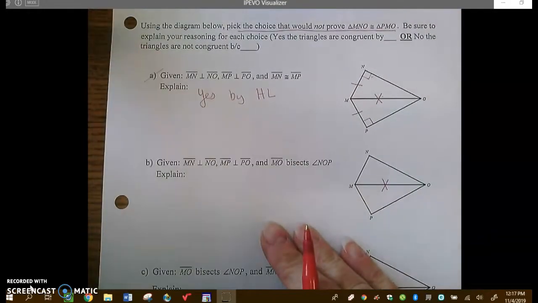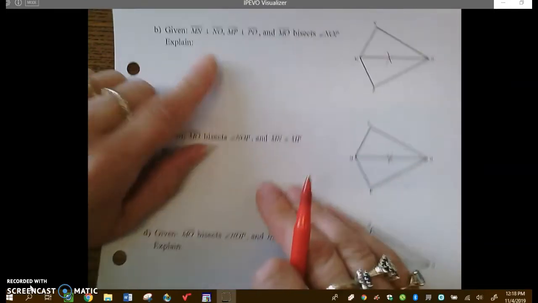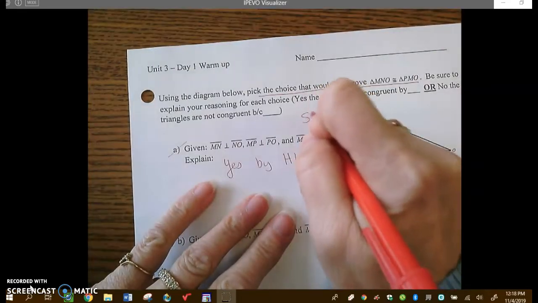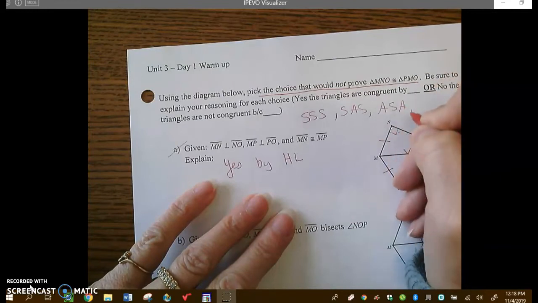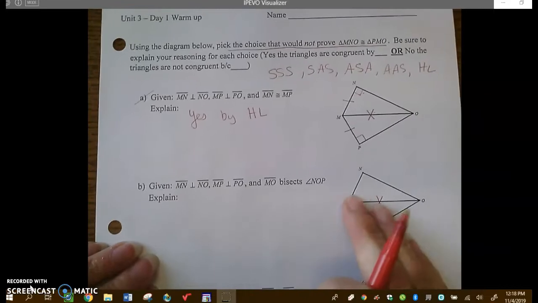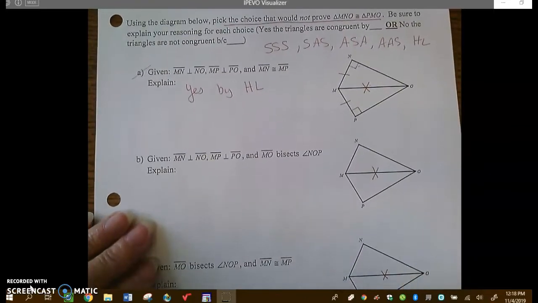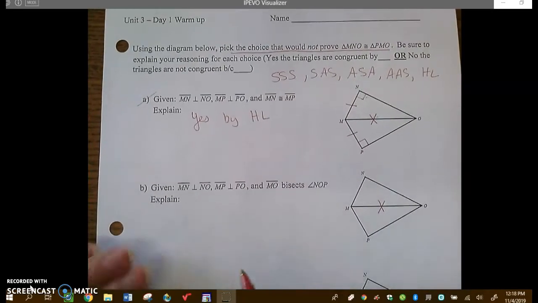So pause the video, and I want you to do B, C, and D. Put all the markings in, and if it reads like one of the 5 ways to prove triangles are congruent, these are the 5 ways, then the answer is yes, and you write that way. And if it's not working, if the markings are not one of these, then the answer is no. Okay, so go ahead and pause the video and finish B, C, and D.